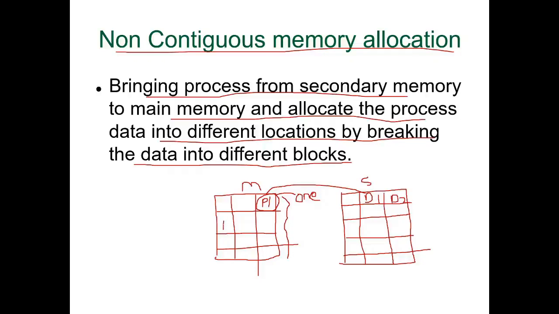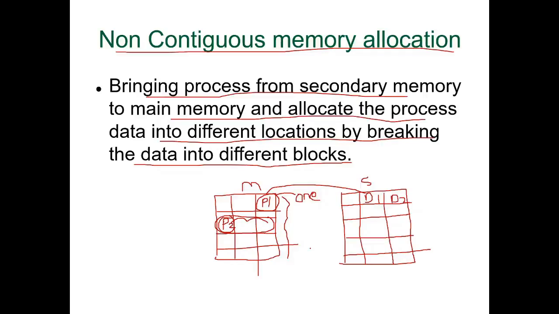Now suppose there is another process which you have brought from secondary memory to main memory, and this process can occupy 1 block, 2 blocks or 3 blocks. All the data of that process P2 will be stored in contiguous form, one after the other.